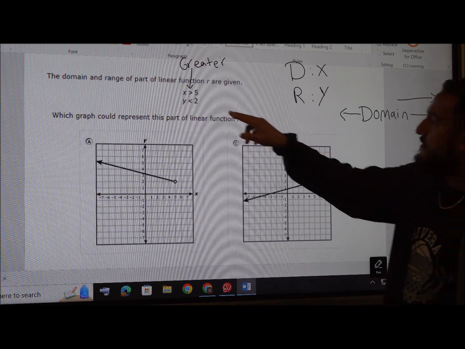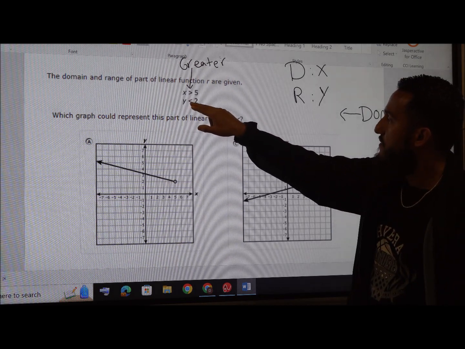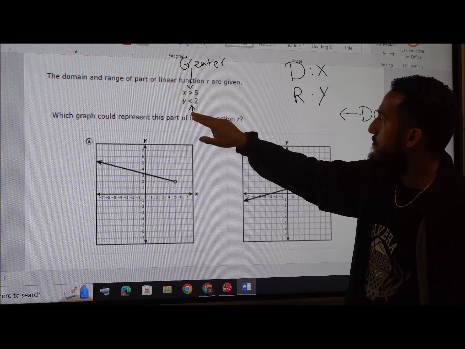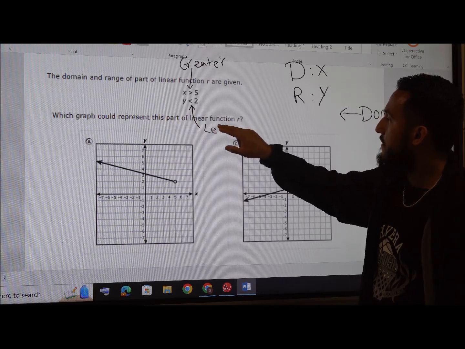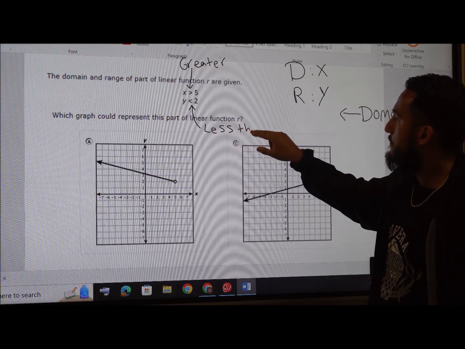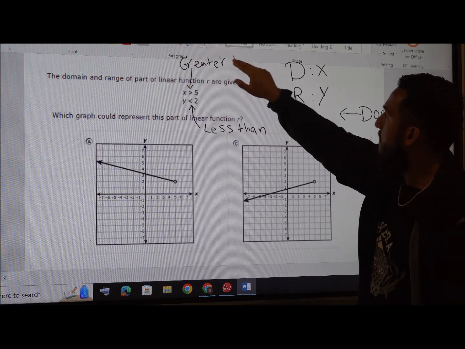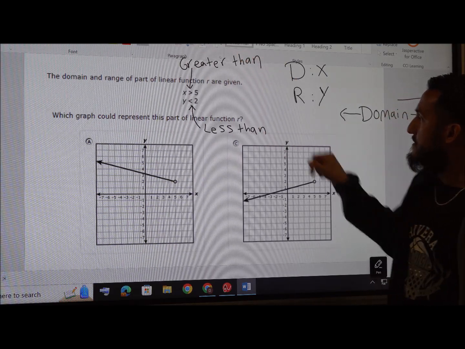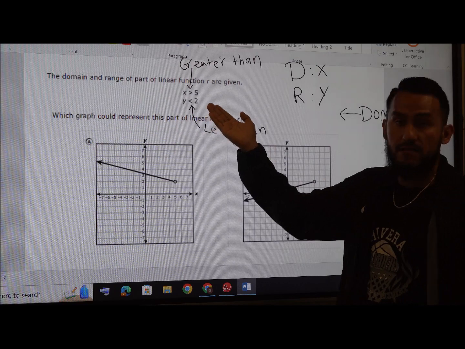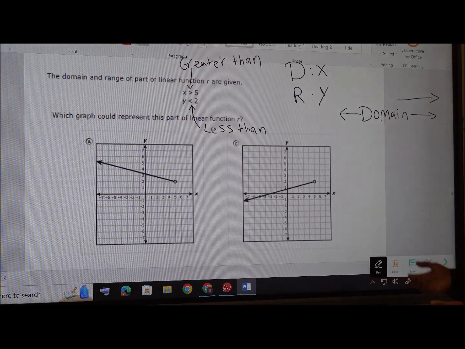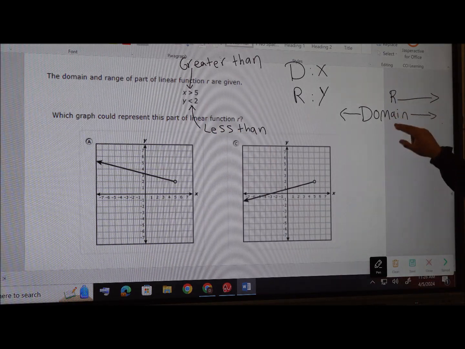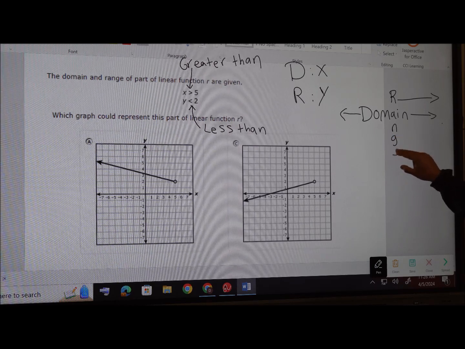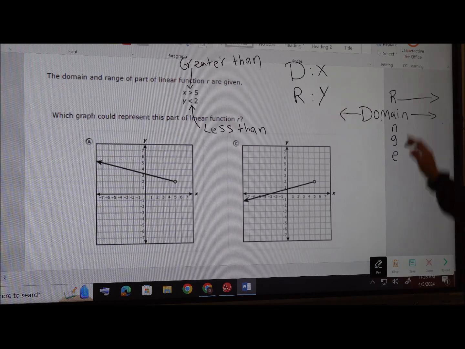Now let's take a look at the range. It says here that the y, this symbol means less than. This is greater than, and this is less than. So y has to be less than 2. Okay, so the range is the y-axis. Remember, range is the y, so it goes up and down.